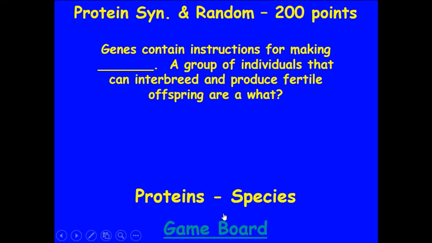All right, here we go. Genes are instructions for proteins. Genes are read, transcribed, translated during the process of protein synthesis. And a species is a group of individuals that can interbreed and produce fertile offspring.